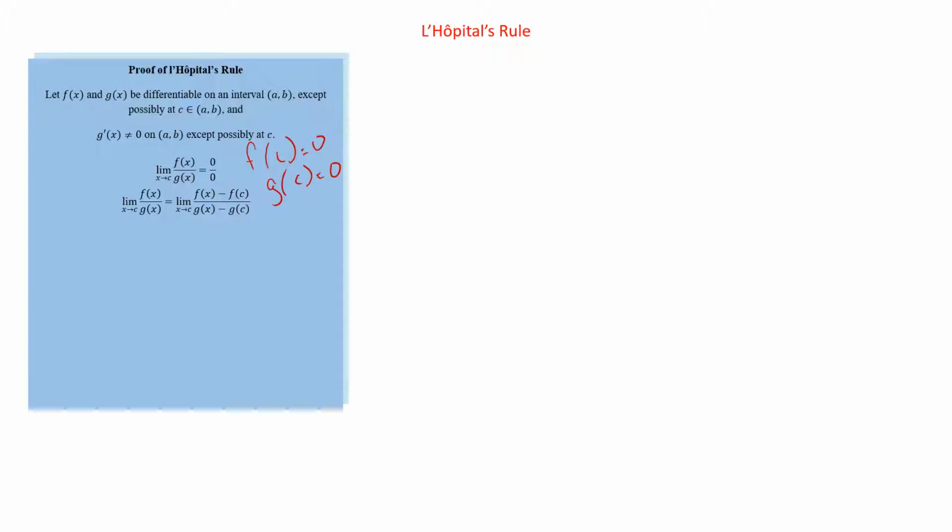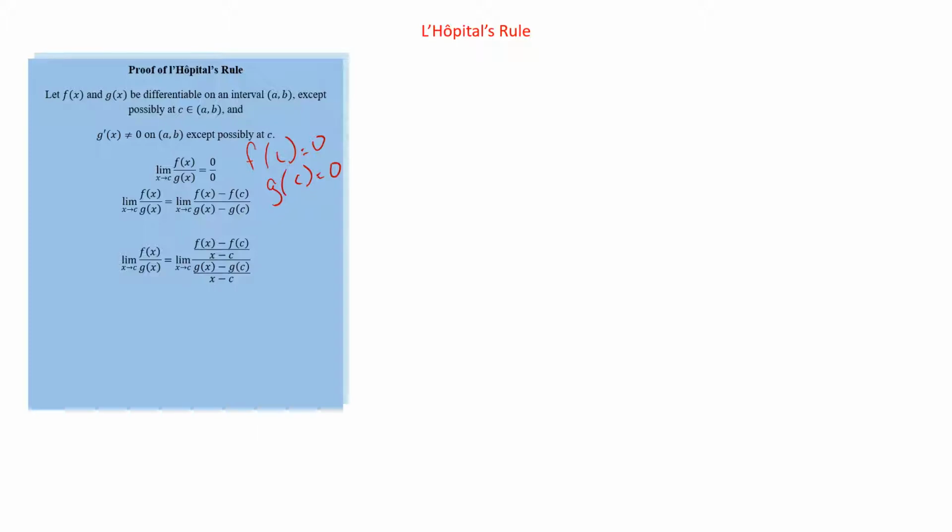So we have that. The next step, we're going to multiply both the top and the bottom by 1 over x minus c. So we're going to have our f of x minus f of c over x minus c, and then g of x minus g of c over x minus c. Now this should start looking a little bit familiar. We have y minus y over x minus x and a limit of it.